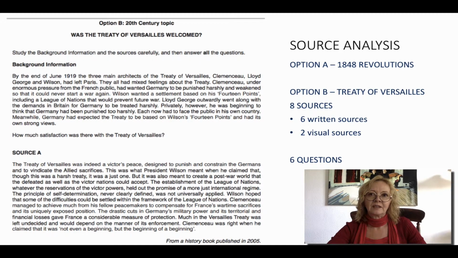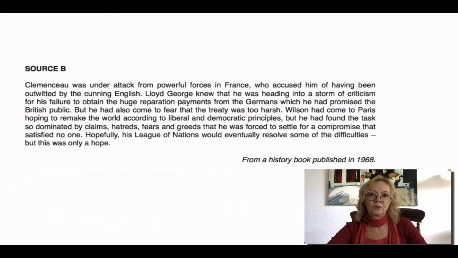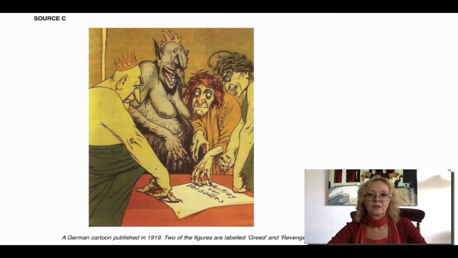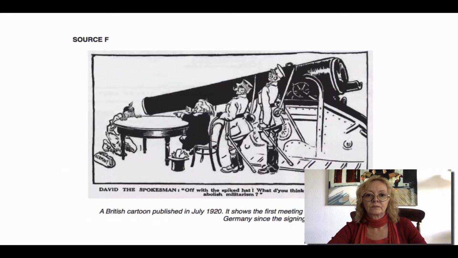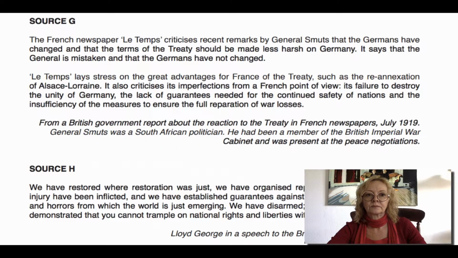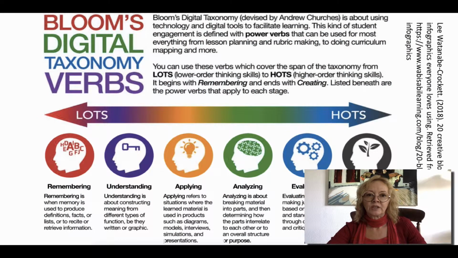But as you can see, it's a lot of text-based information that needs to be read by students, and there's not a lot of support for them with the reading. This is the first visual text, more written sources. The second visual text, and so on. And now let's look at the questions and evaluate them using Bloom's taxonomy.